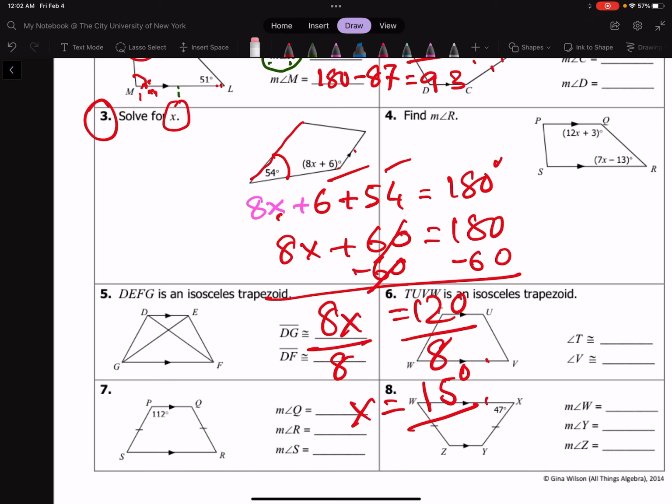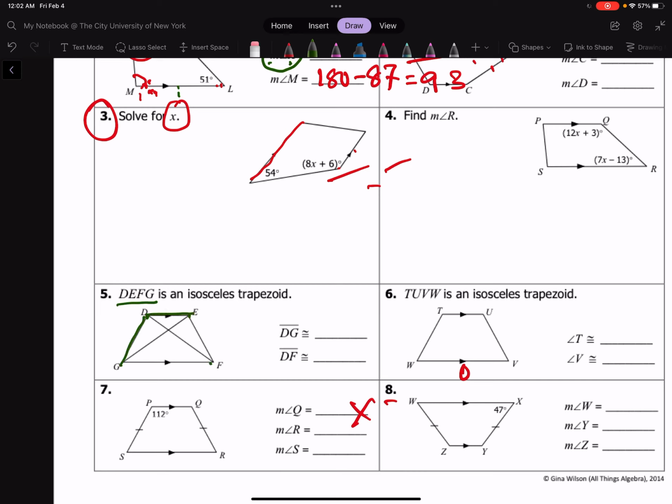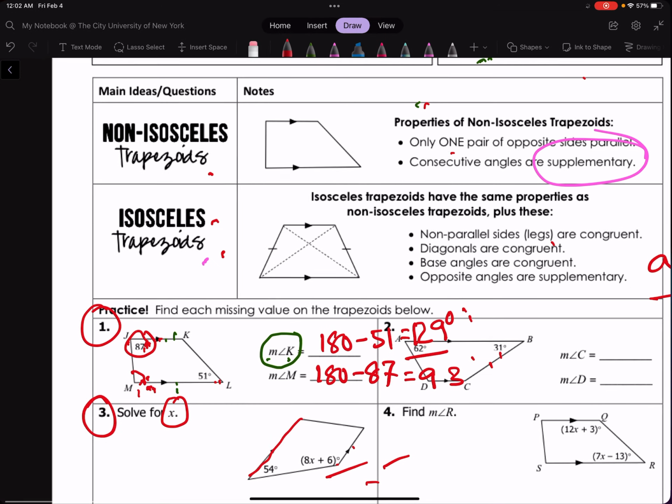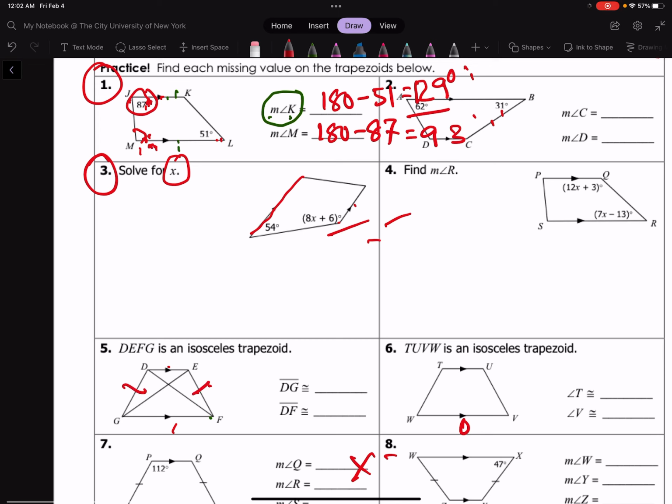And now let's go with number 5. That's a different one. What do we find? That this is DEFG, so this is an isosceles trapezoid. Okay, so if it is isosceles, for these non-parallel sides, what are the properties? Non-parallel sides are congruent. So this one should be congruent to this.